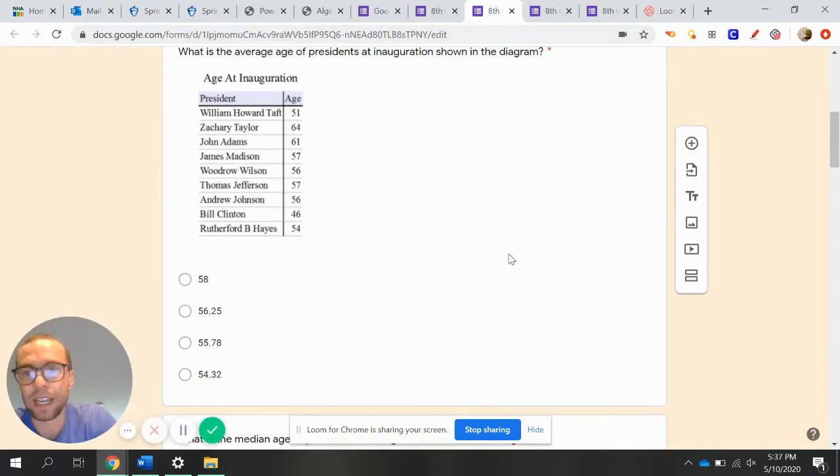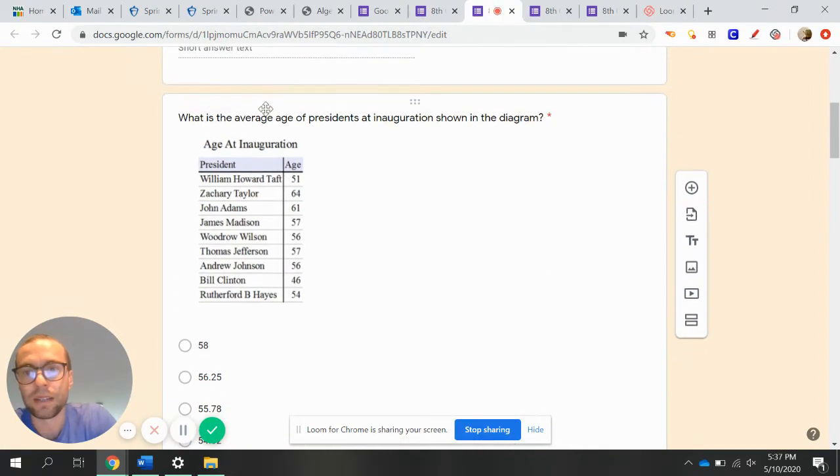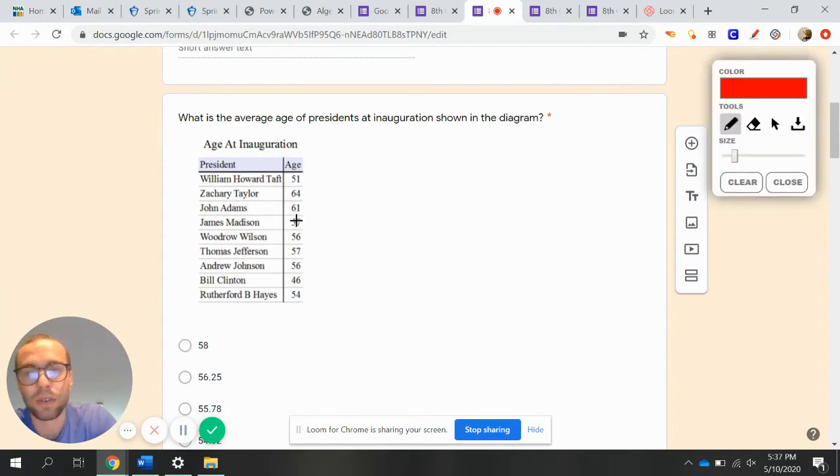If I go to the next form, this is talking about average. Make sure when you are getting the average of something, you add up all of the numbers. So I'd add up 1, 2, 3, 4, 5, 6, 7, 8, 9. So I'd have 9 numbers. Whatever my sum is of all of those, I would divide by 9, and that would be my average, right? So you take the sum of all the numbers and divide by that amount of numbers.